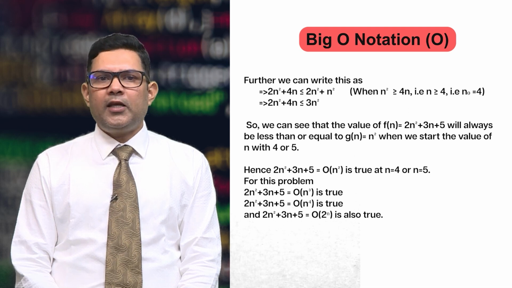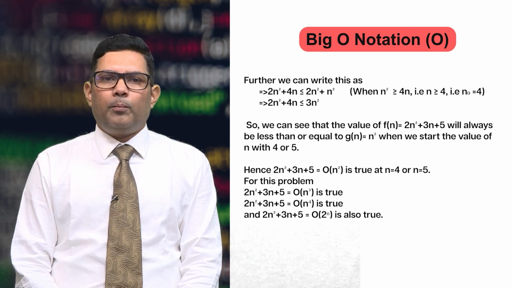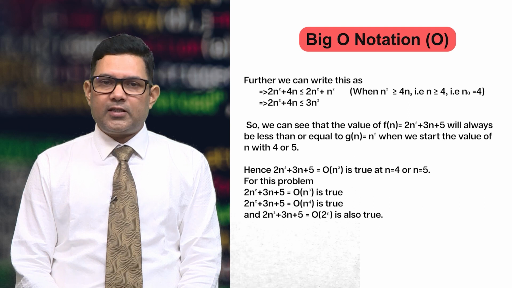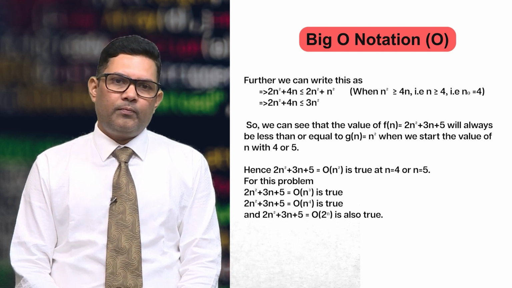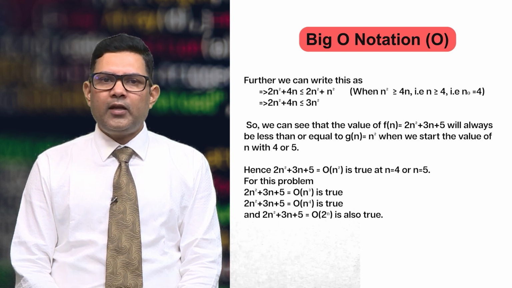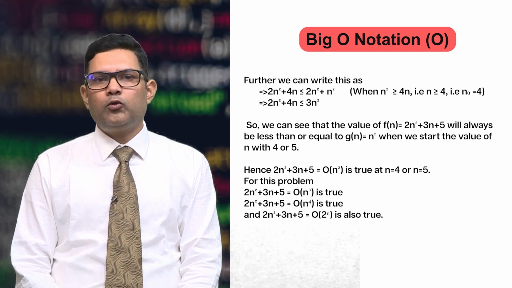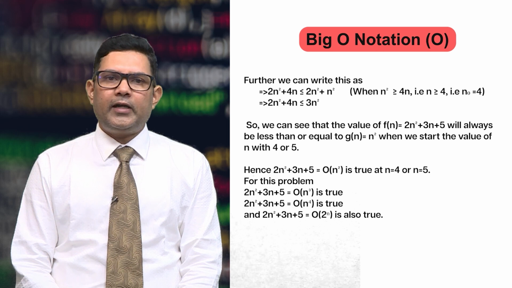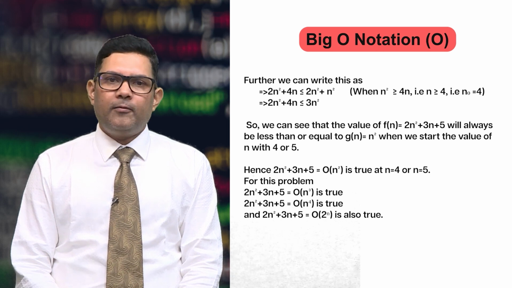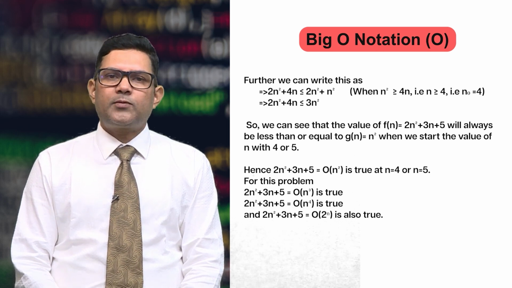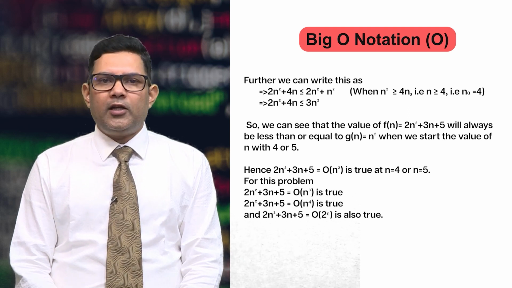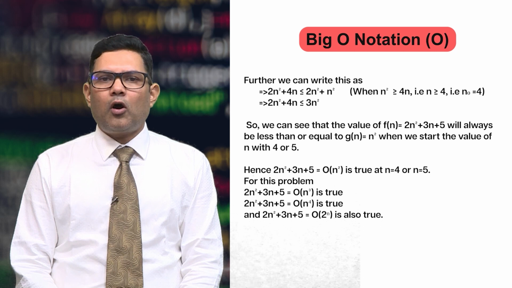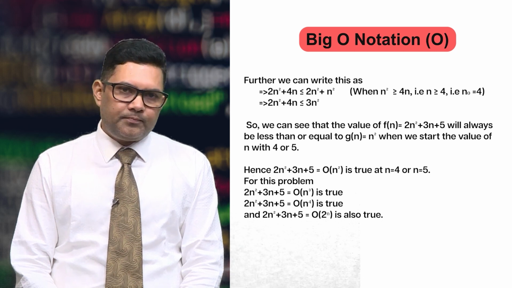2n square plus 3n plus 5 is equal to big O of n cube. That means if we set the order of n cube, then this equation will also be true. Also this function f of n is true for n to the power 4, and also it is true for 2 to the power n. That means here the upper limit of this function f of n may be n square, may be n cube, may be n to the power 4, or it may be 2 to the power n.